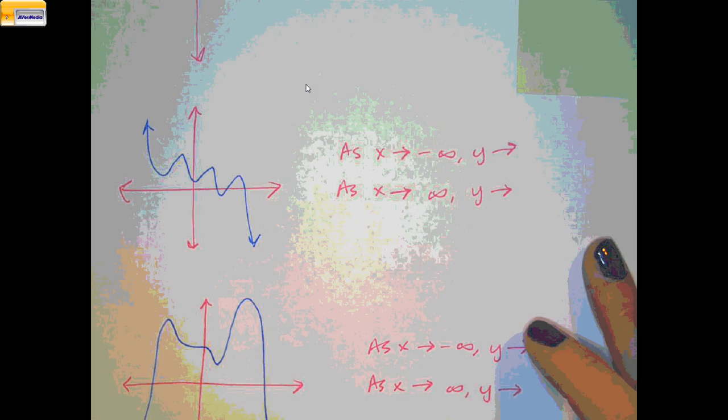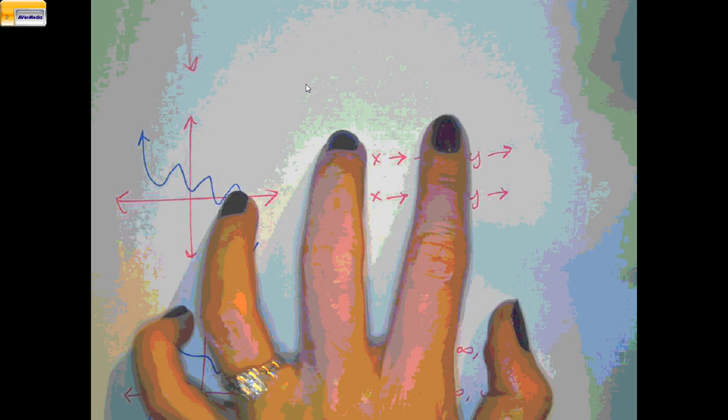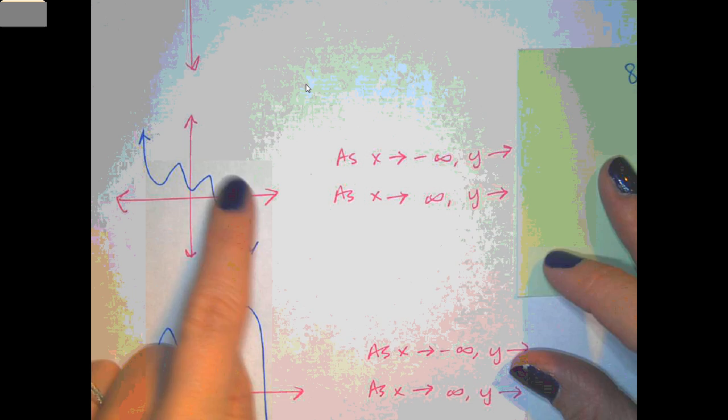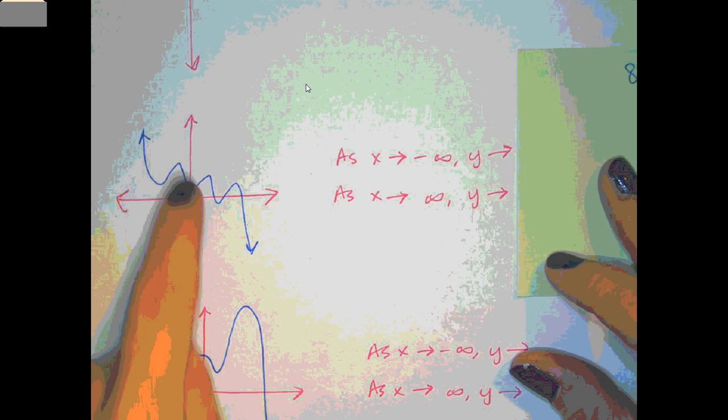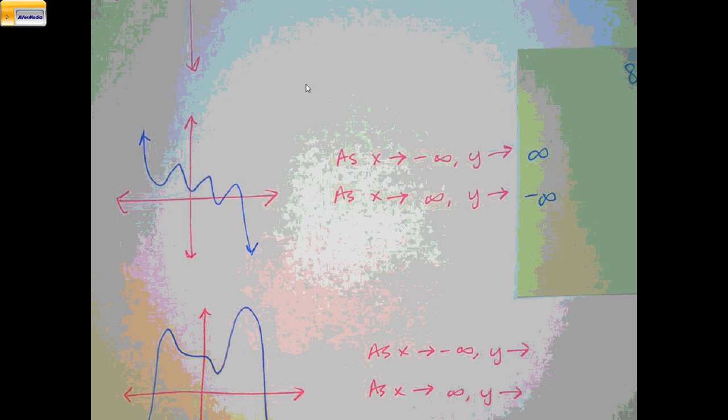Let's do another one. As x nears negative infinity, let me turn this way. So I'm going left, going left, going left. What's happening to the y values? They're going up. They're getting closer to infinity. And as x nears positive infinity, what's happening? Negative infinity. That's not bad, right?